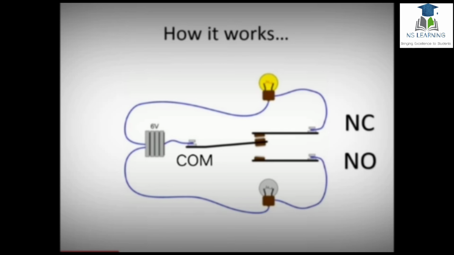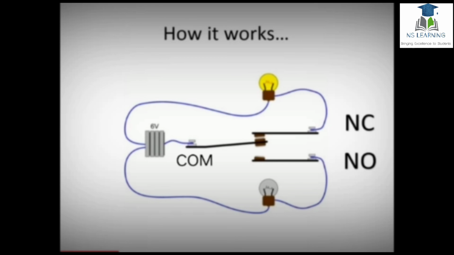First case, whenever supply is not given to the system, the common terminal is connected to the NC terminal as shown in the figure. At that time lamp 1 will turn on. That means the upper lamp will turn on. In the other case, when supply is given to the system, the common terminal is connected to the NO terminal. That means lamp 2 will turn on.